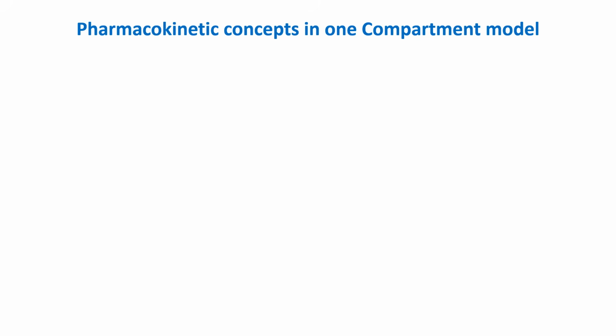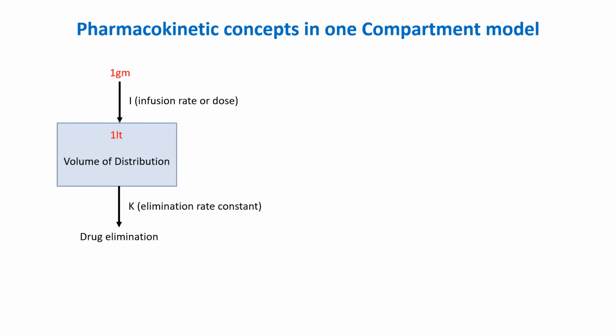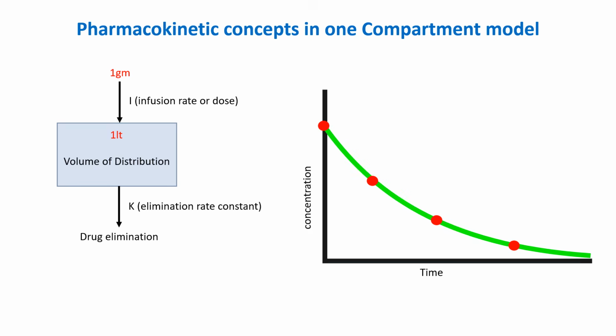Alright, let's consider an example where a drug dose of 1 gram is injected into 1 liter of compartment. In one compartment model, the drug is assumed to distribute evenly and undergo first-order elimination. Graphically, we would get a concentration time graph like this one. The volume of distribution represents the size of the compartment into which the drug distributes.